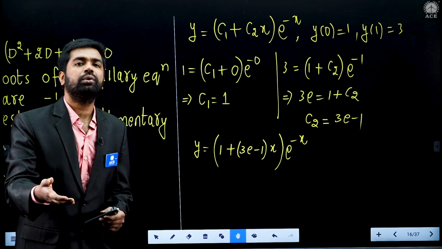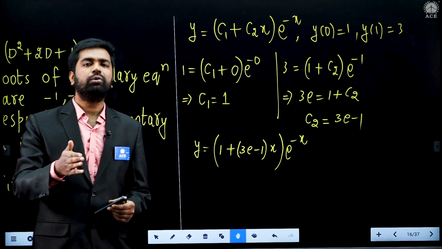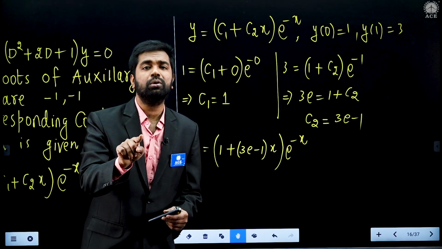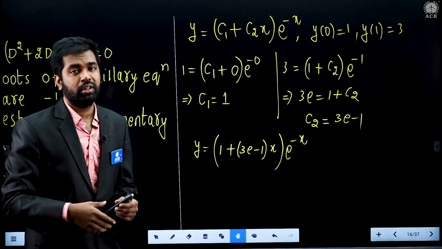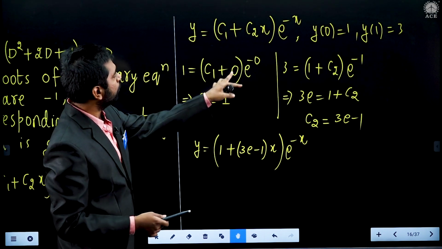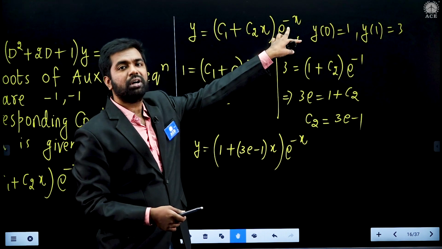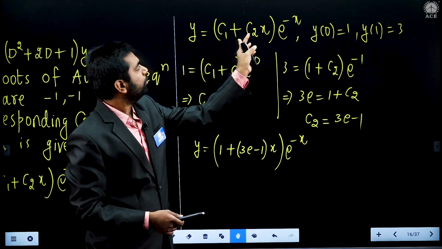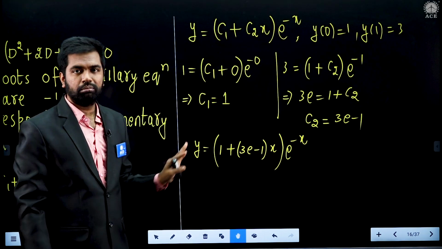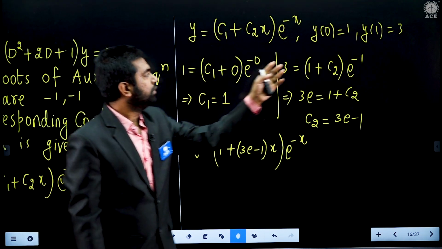What do you mean by y of 0 equal to 1? Y of 0 equal to 1 means when x is 0, the value of y is 1. So use that. When x is 0, e power 0 is 1. So what you get is C1 equal to 1. Put this aside.